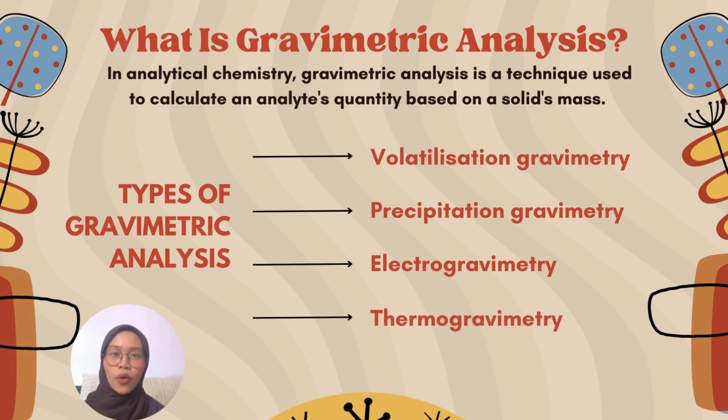So next, what is gravimetric analysis? In analytical chemistry, gravimetric analysis is a technique used to calculate an analyzed quantity based on solid mass. For gravimetric analysis, there are four types of it. First, we have volatilization gravimetry, precipitation gravimetry, electrogravimetry, and lastly, thermogravimetry.